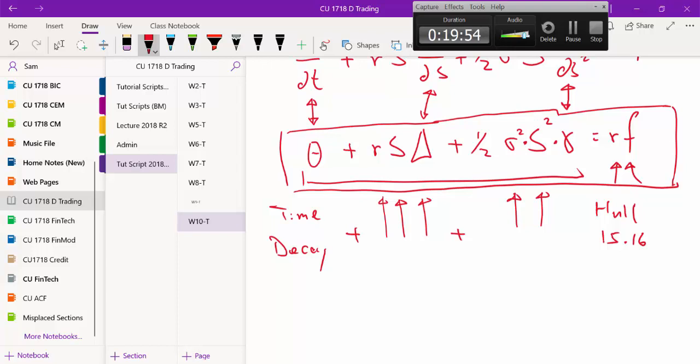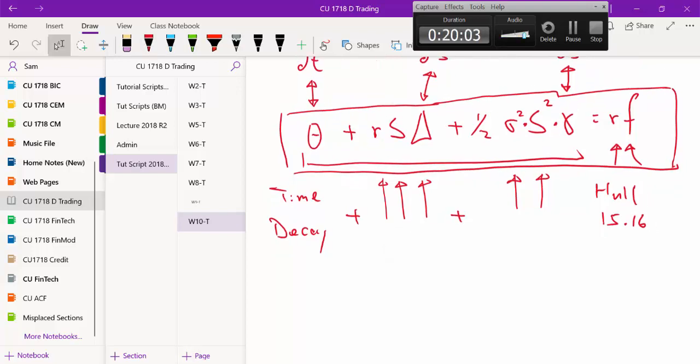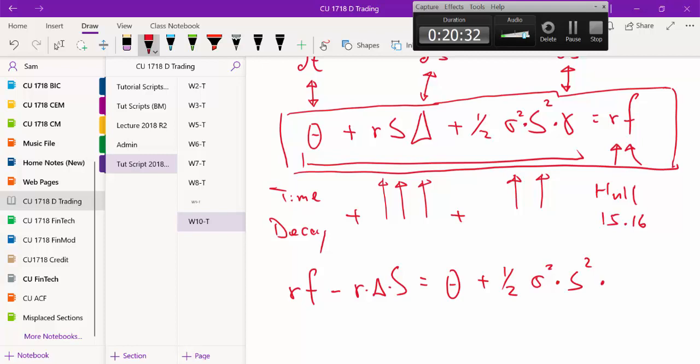So let me do a bit of rearrangement. Now, I'm going to just take this formula and write it the other way around. I'm going to put rf minus r delta s. Now I haven't changed anything, by the way, is equal to theta plus a half sigma square s square times gamma.